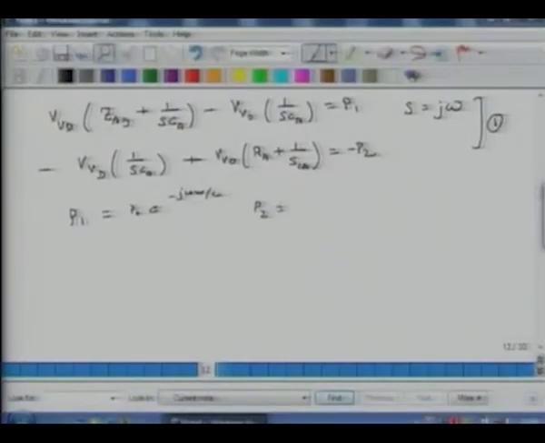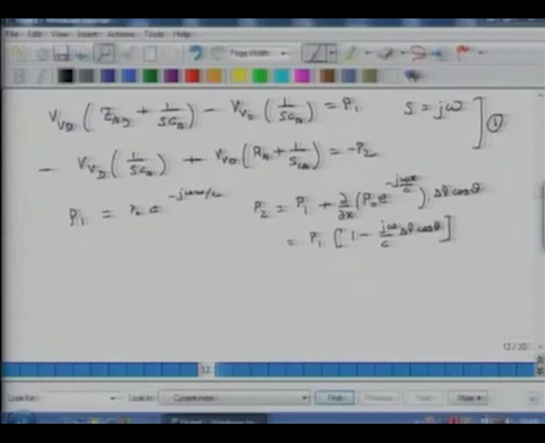And P2 equals P1 plus del over del x of P naught e to the minus j omega x over C times del L cosine theta. So this becomes P1 times (1 minus j omega over C del L cosine theta). So now I know P1 and I know P2. I can plug these in.